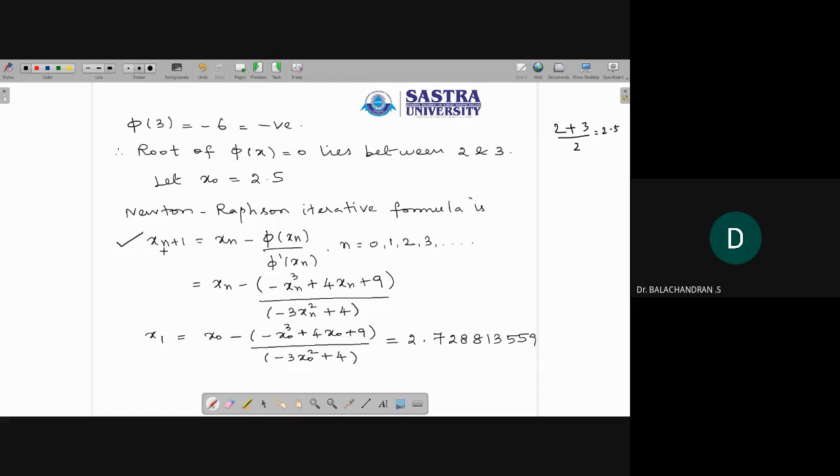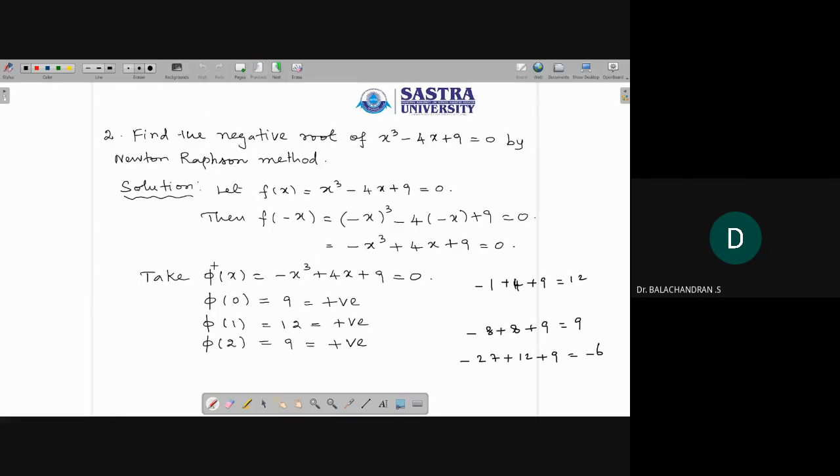Last class we discussed x n plus 1 equal to x n minus phi of x n divided by phi dash of x n. This is the Newton-Raphson iterative formula, where n equal to 0, 1, 2, 3, and so on. Now what is phi of x? Phi of x is equal to minus x cubed plus 4x plus 9.